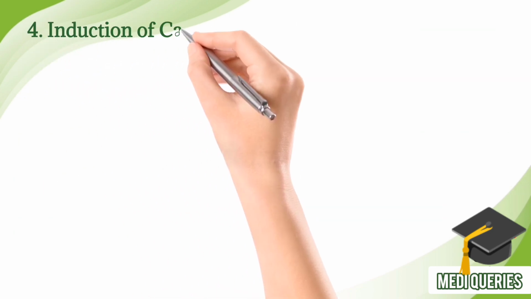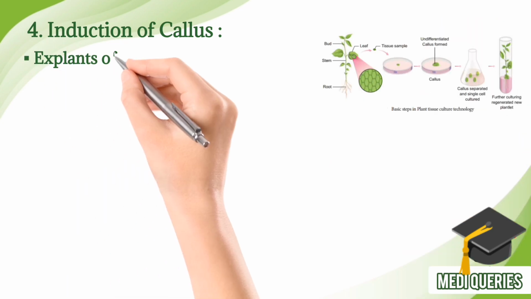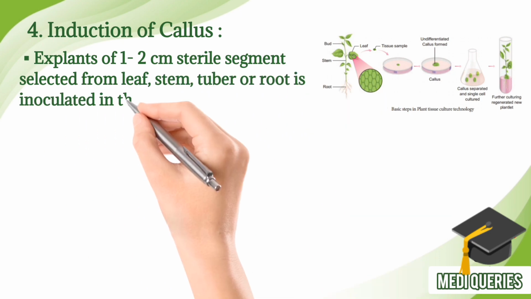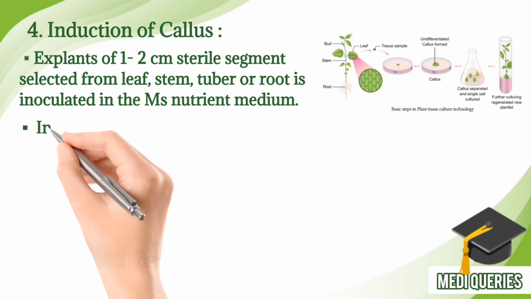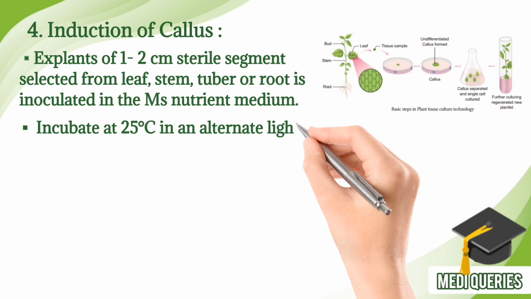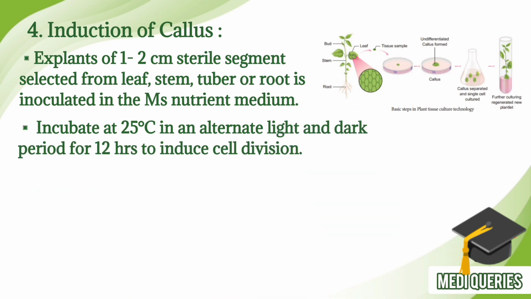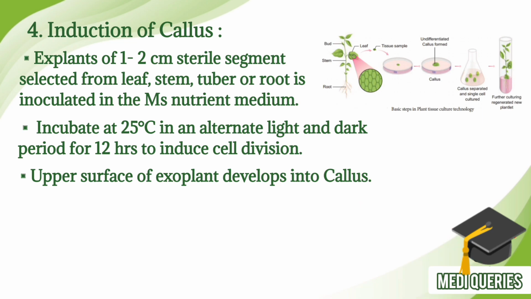Incubation of callus. Explants of 1 to 2 cm sterile segment selected from a leaf, stem, tuber or root is inoculated. Inoculation means transferring the explant to the sterile glass tube containing a nutrient media, the MS nutrient media, supplemented with auxins and incubated at 25 degrees centigrade plus or minus 2 in an alternate light and dark period for 12 hours to induce cell division.